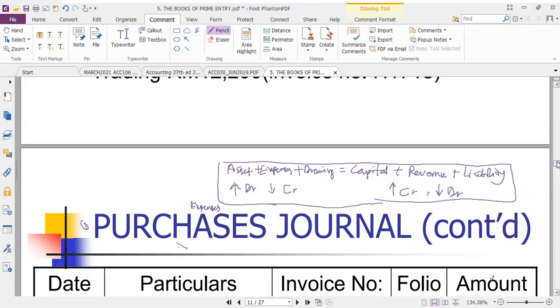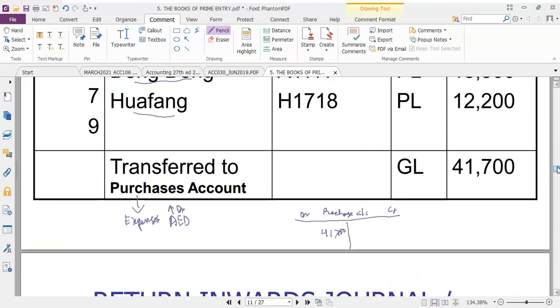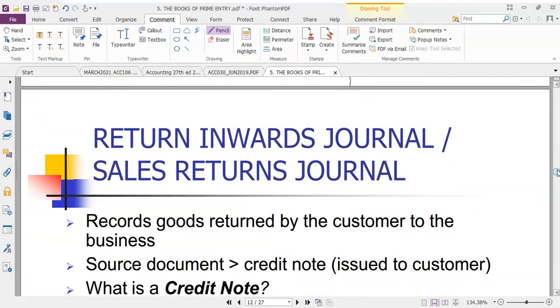Okay, jom kita tengok. Tadi purchase journal. After kita tahu sales journal and purchase journal, you must know there is another journal that is written in words or sales returns. Dia ada dua nama lah, but actually that is same things. Written in words, also known as sales return. What does that mean by sales return?